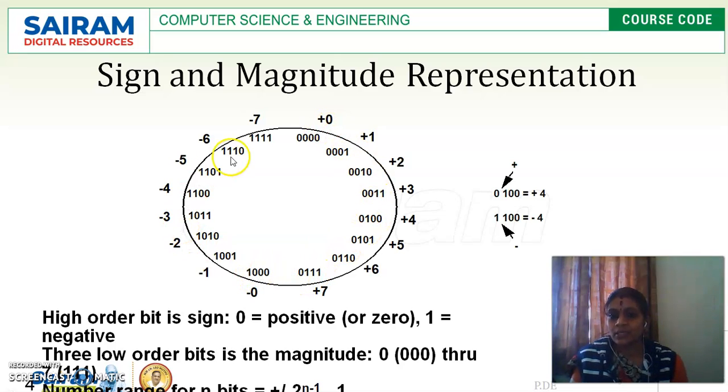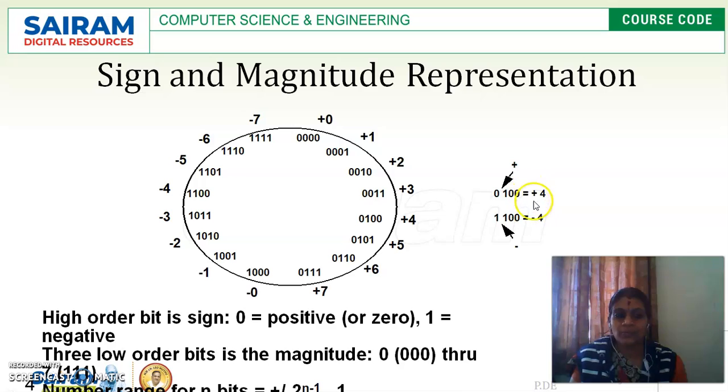For the negative numbers it is different. For negative numbers the sign bit will be 1 and the magnitudes are common. See, 1 is the sign and 000 is the magnitude, which is used for 0. So here it becomes minus 0. And 001 magnitude with sign 1 is considered minus 1. For minus 2, 010 is the magnitude and 1 is the sign. So in this way we represent sign and magnitude numbers.